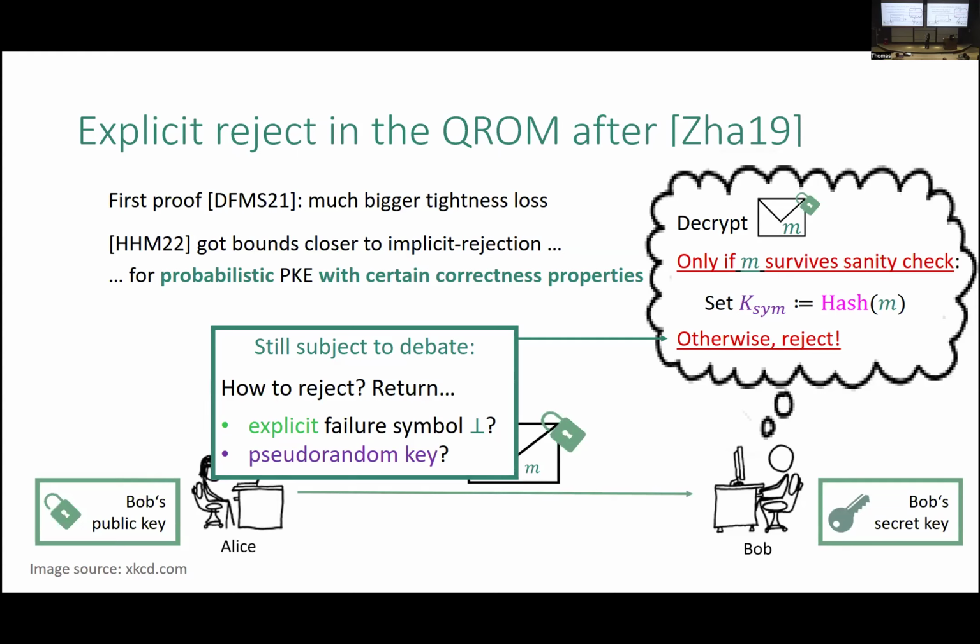So this is why in '22, we wrote yet another paper that pushed the bounds closer to the implicit rejection bounds, with two limitations. The first limitation is that the result only applies to probabilistic schemes, because it crucially relies on some random oracle tricks that only work if you have a probabilistic scheme and tie the encryption randomness or noise to the message using another hash function, which you can then model as a random oracle. And maybe the more interesting limitation is that we had to require some correctness properties that proved somewhat unwieldy.